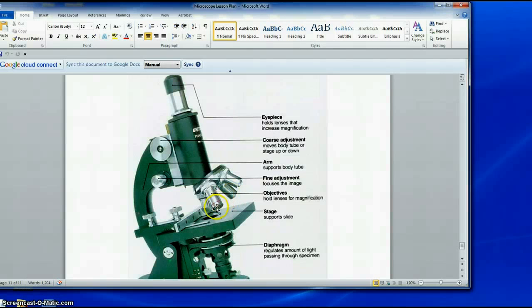Each time you move to a higher lens, a higher power objective lens, please use the coarse adjustment to raise the apparatus on the arm and then lower it to the slide after you've switched objectives, and then focus upward to find your specimen. Have a good time.